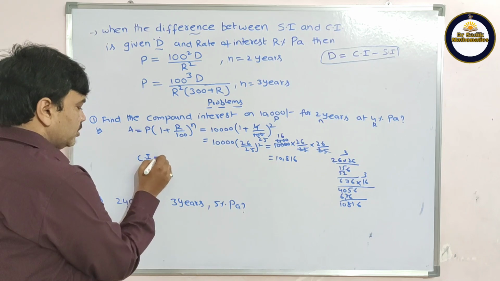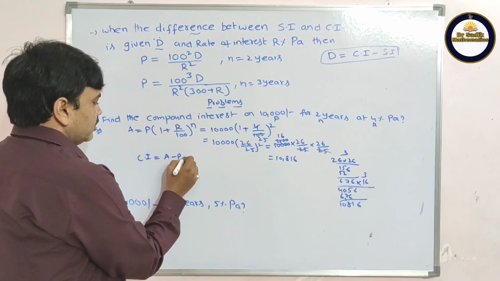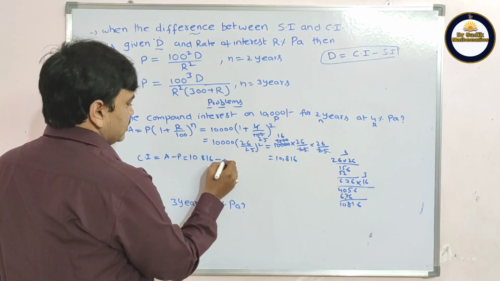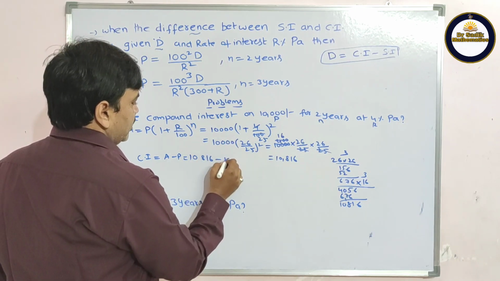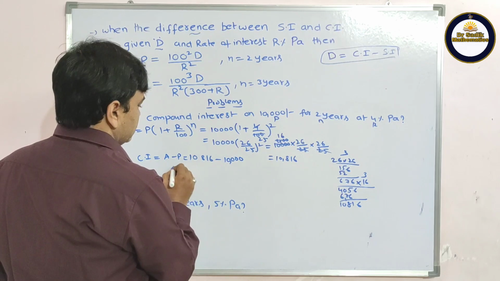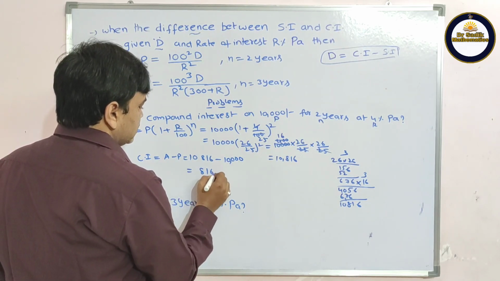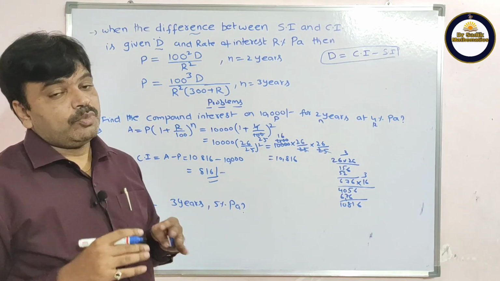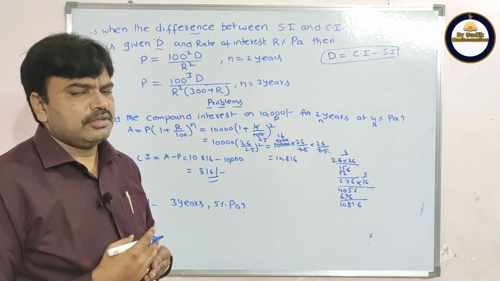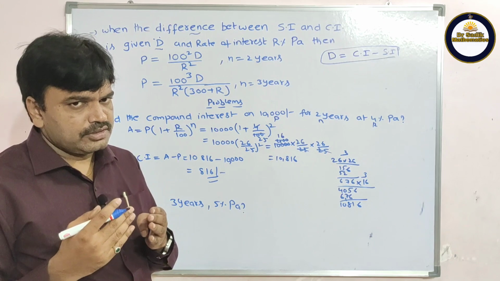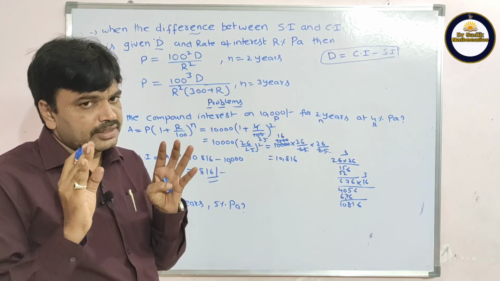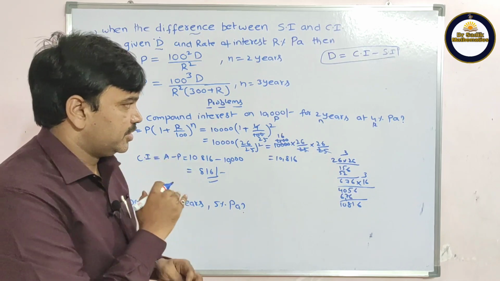So calculate compound interest, that is equal to A minus P. A is 10,816 minus P, friends. P means 10,000. That is equal to, we get the interest 816, friends. That means it takes a lot of time, friends. I told you one formula, friends. By applying that formula, we can solve this problem within 30 or 45 seconds, friends. Let us see how.